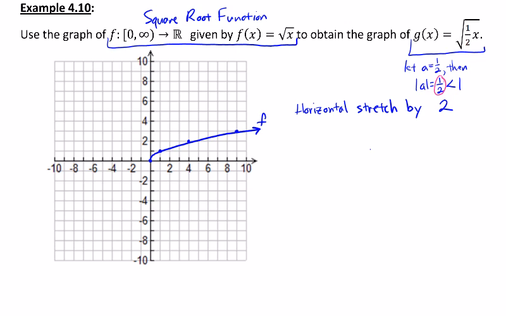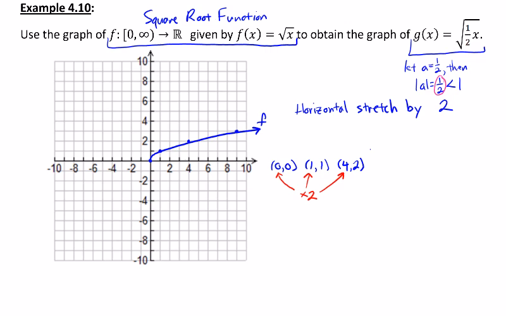And I'd like to be able to graph g by applying this horizontal stretch by 2. So I need to start looking at some of the ordered pairs. One of the ones that we mentioned was (0, 0). We said (1, 1). We also said (4, 2). And we'll stop there for the moment. And we're supposed to multiply each one of the x values by 2.